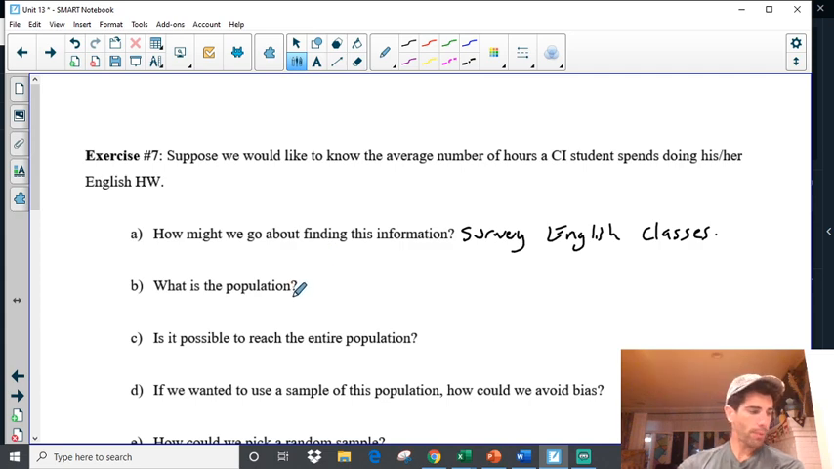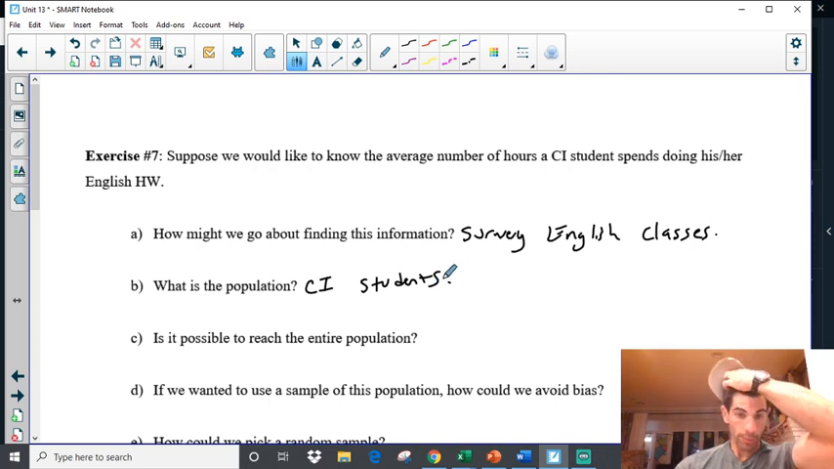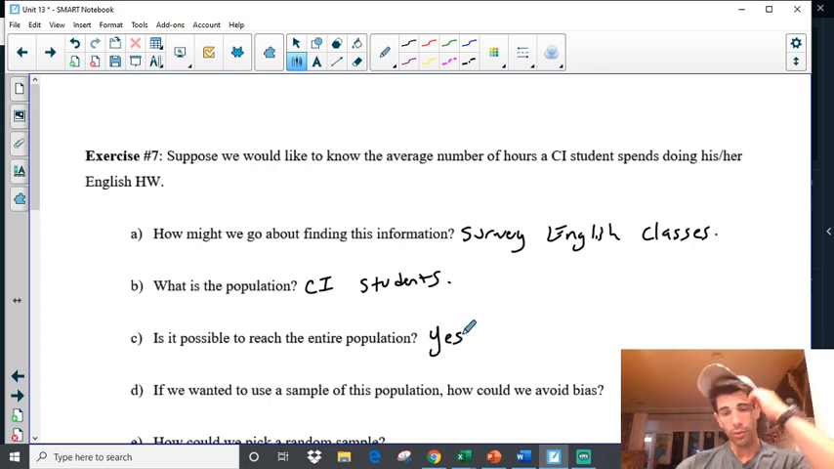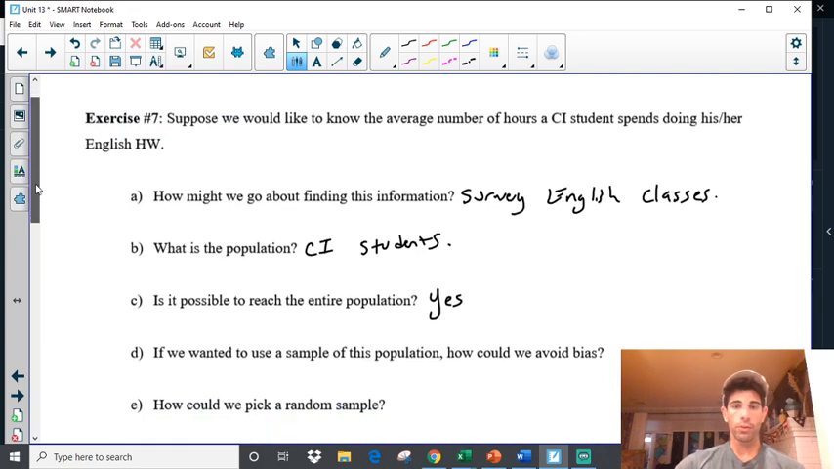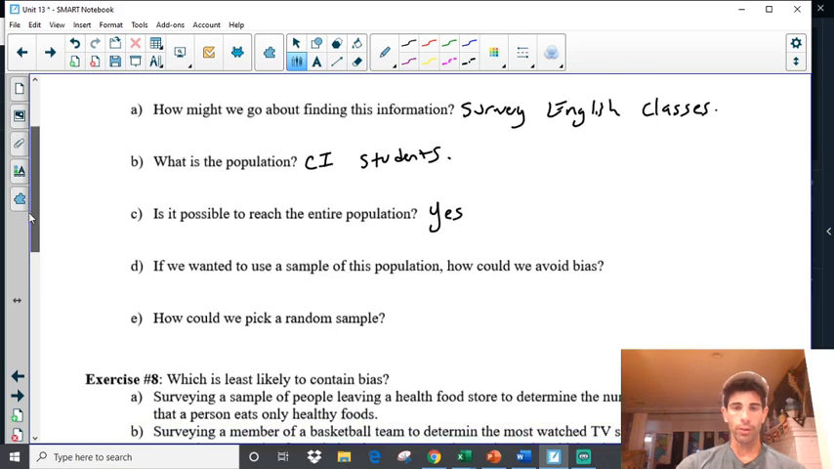So what is the population? The population are the CI students. Is it possible to reach the entire population? Yes, because all of those students go to Central Islip and you can get in contact with all Central Islip students. If they wanted to say the survey was of Long Island, then no, we wouldn't be able to get all students, but it's a fairly small population.